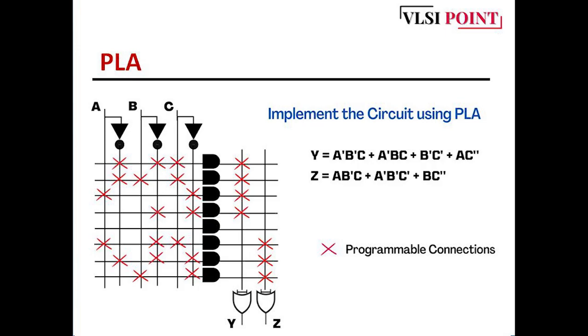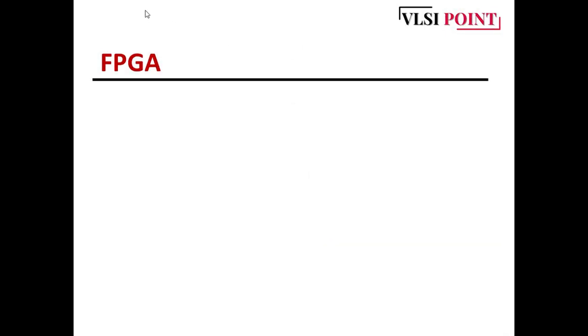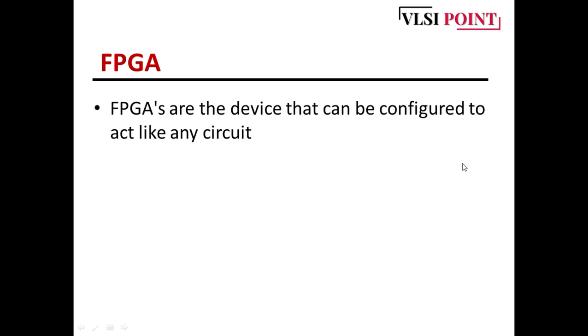So now we will move towards the FPGA, which is the field programmable gate array. These FPGAs are devices that can be configured to act like any circuit. So it's basically a type of integrated circuit that enables the development of custom logic for rapid prototyping and the final system design. Ideally, it is suited for today's fastest growing applications like edge computing, artificial intelligence, 5G, robotics, automation, etc. So let's move towards the FPGA.